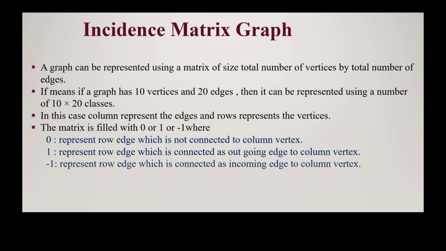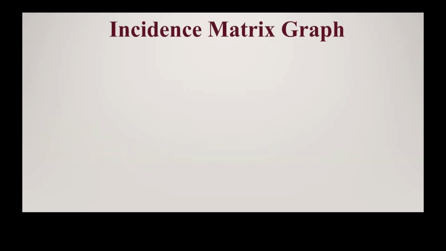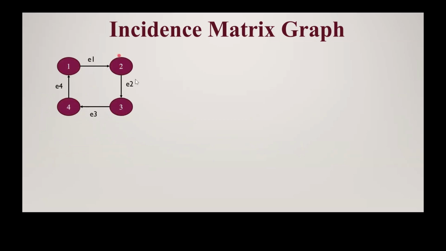And -1 represents a row edge which is connected as an incoming edge. So -1 means incoming, +1 means outgoing edge to the column vertex. Let us understand how we can represent it. For example, this is our given graph, with 4 nodes 1, 2, 3, 4, and edges E1, E2, E3, E4. There are 4 edges. Here we have to convert it into the incidence matrix of size number of vertices by number of edges. So 4 cross 4, because the edges are also 4. Here it is a directed graph, so we have to convert it into the incidence matrix.